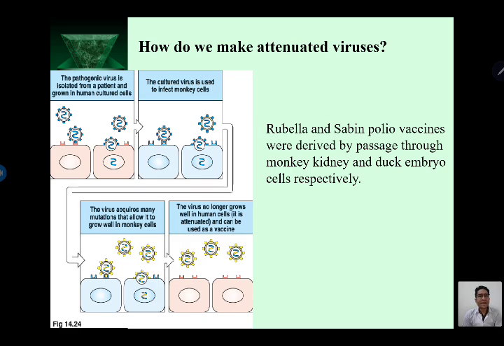So rubella and Sabin polio vaccines were derived by passage through monkey kidney and duck embryo cells respectively. This is a very interesting procedure, which the scientists describe as the derivation of the rubella and Sabin polio vaccines by passage through monkey kidney and duck embryo cells.